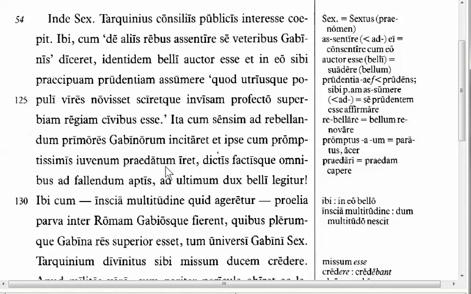The next new feature is in line 130. And here we have: interim inscia multitudine quid ageretur proelia parva inter Romam Gabiosque fierent, quibus plerumque Gabina res superior esset, tum universi Gabini Sextum Tarquinium divinitus sibi missum ducem credunt.